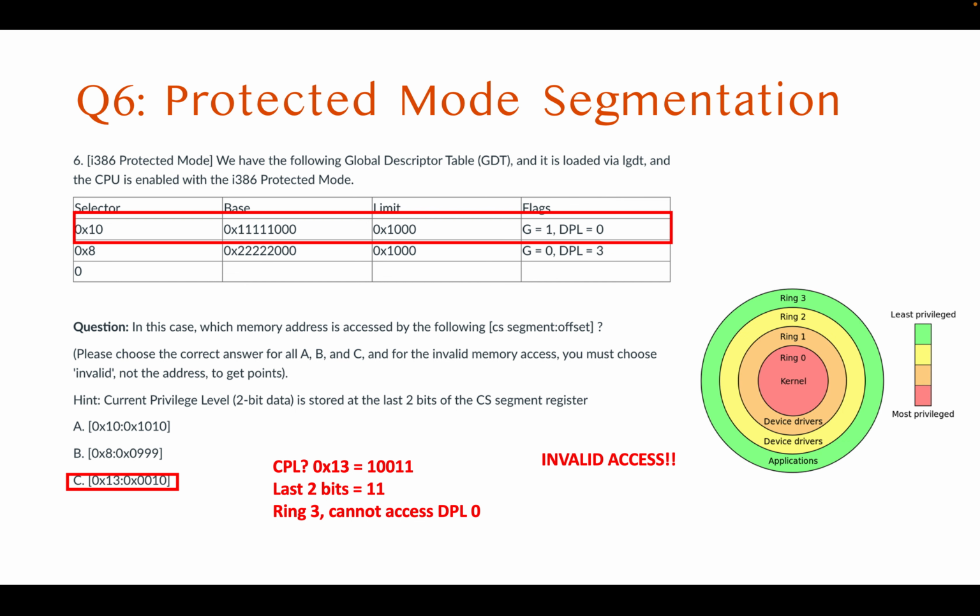And then please recall this privilege level diagram. Ring 0 is the highest privileged, and ring 3 is the least privileged. So that's why ring 3 can read ring 0... that's the case of B. But in the case of C, we are ring 3 but attempted to read the memory of ring 0, so that's prohibited.